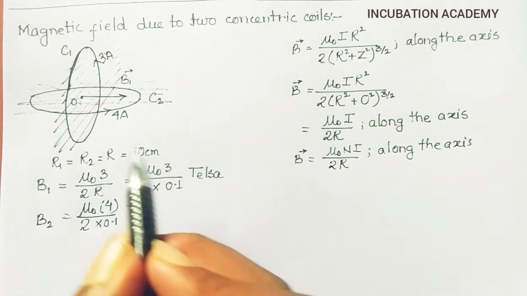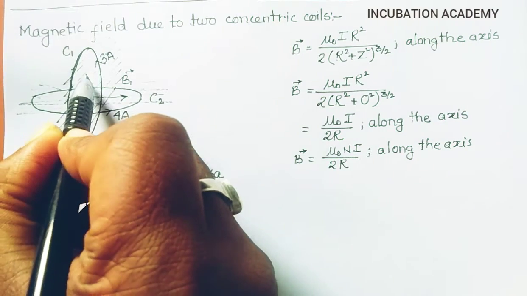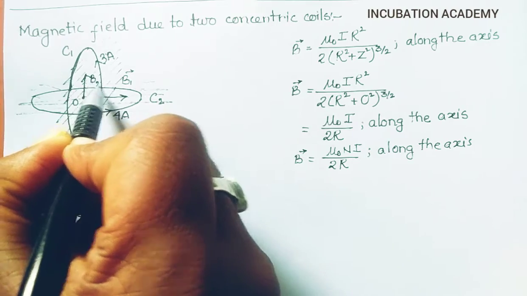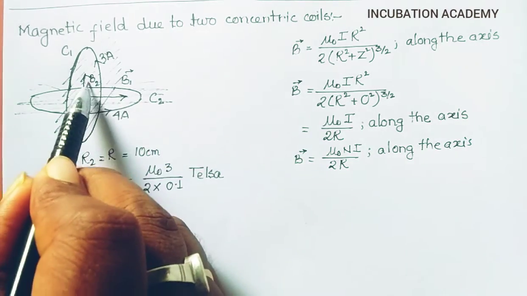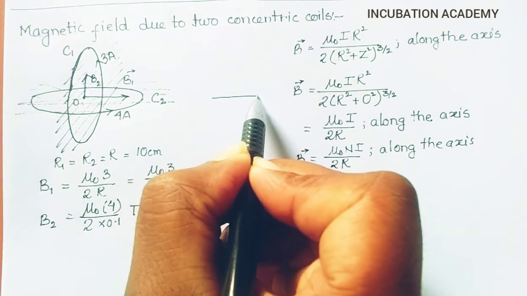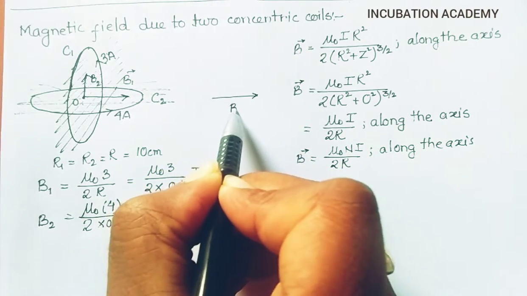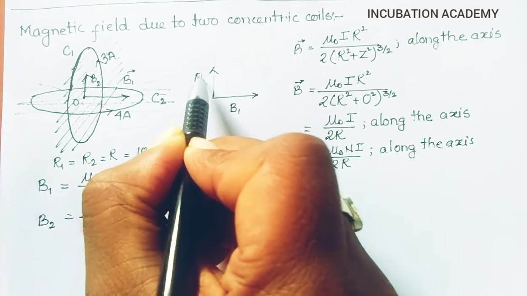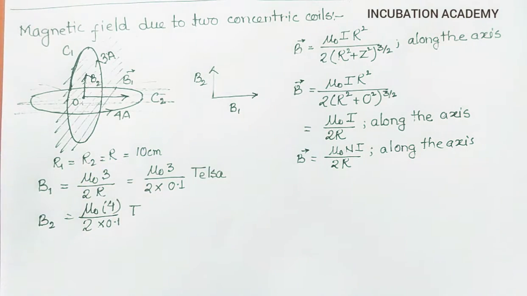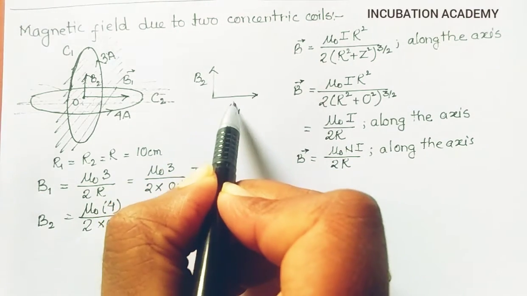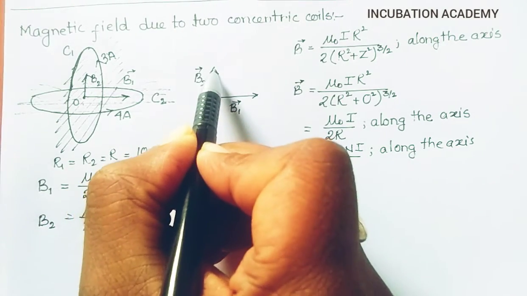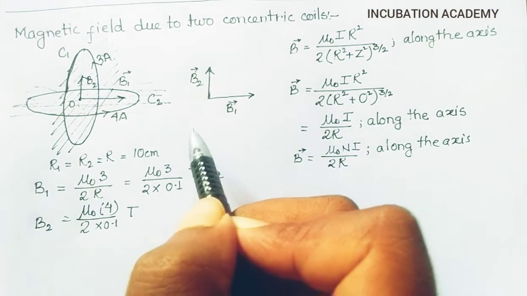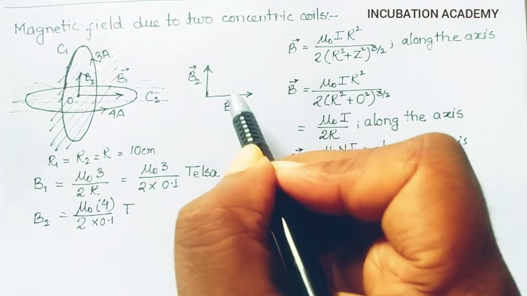But what is the direction? The magnetic field due to coil 2 is in that particular direction, B2. So B1 is in one direction and B2 is perpendicular to B1. Let me draw it clearly. Since they are perpendicular vectors, we have to apply the law of combination to find the resultant vector, which is in that perpendicular direction.